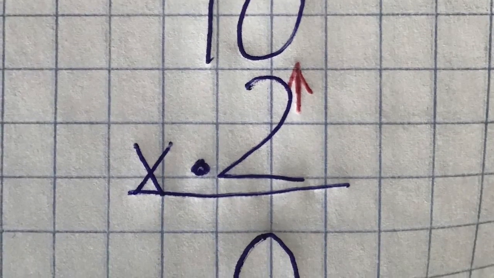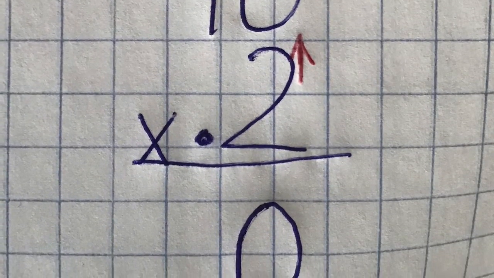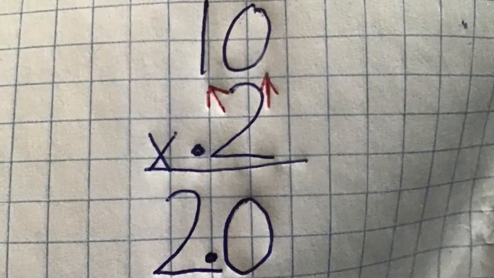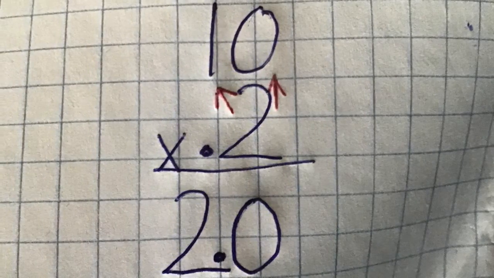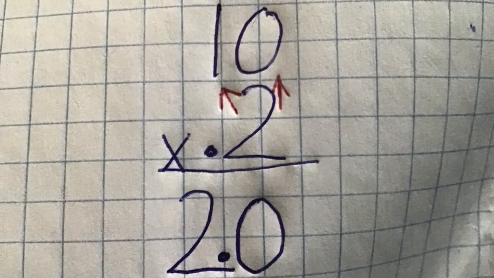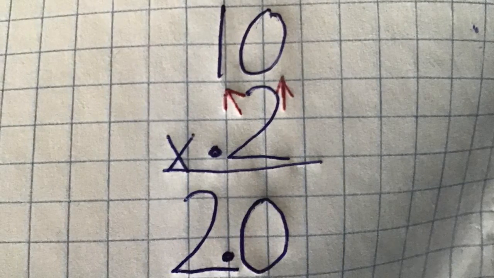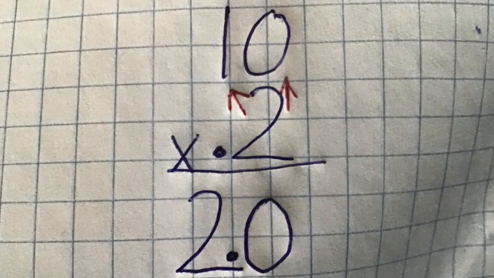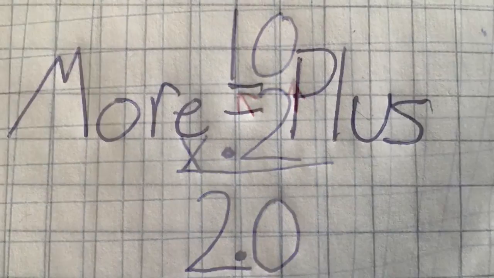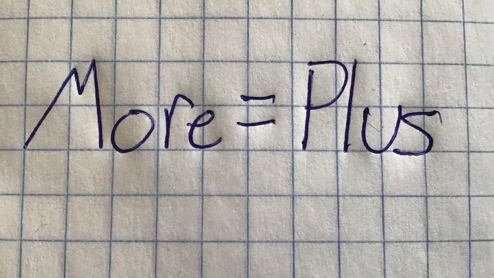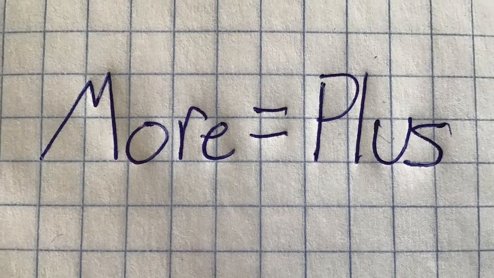First I multiply the 2 by the 0 and I get a 0. Then I multiply the 2 by the 1 and I get a 2. Since there is one digit to the right of the decimal in the problem, there has to be one digit to the right of the decimal in the answer. So I get 2.0. Because the recipe calls for 20% more, I know I need to add.